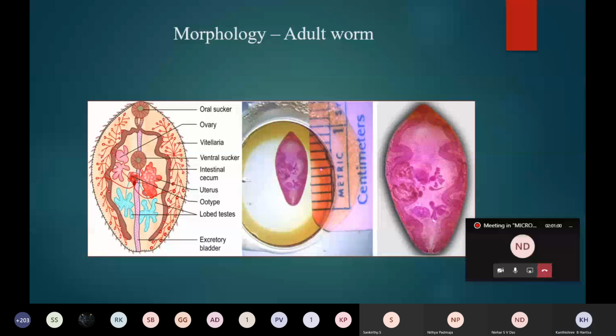The excretory bladder is large and it divides the worm into two equal halves. The last image is Carmine staining of the worm. So you can appreciate the parts.